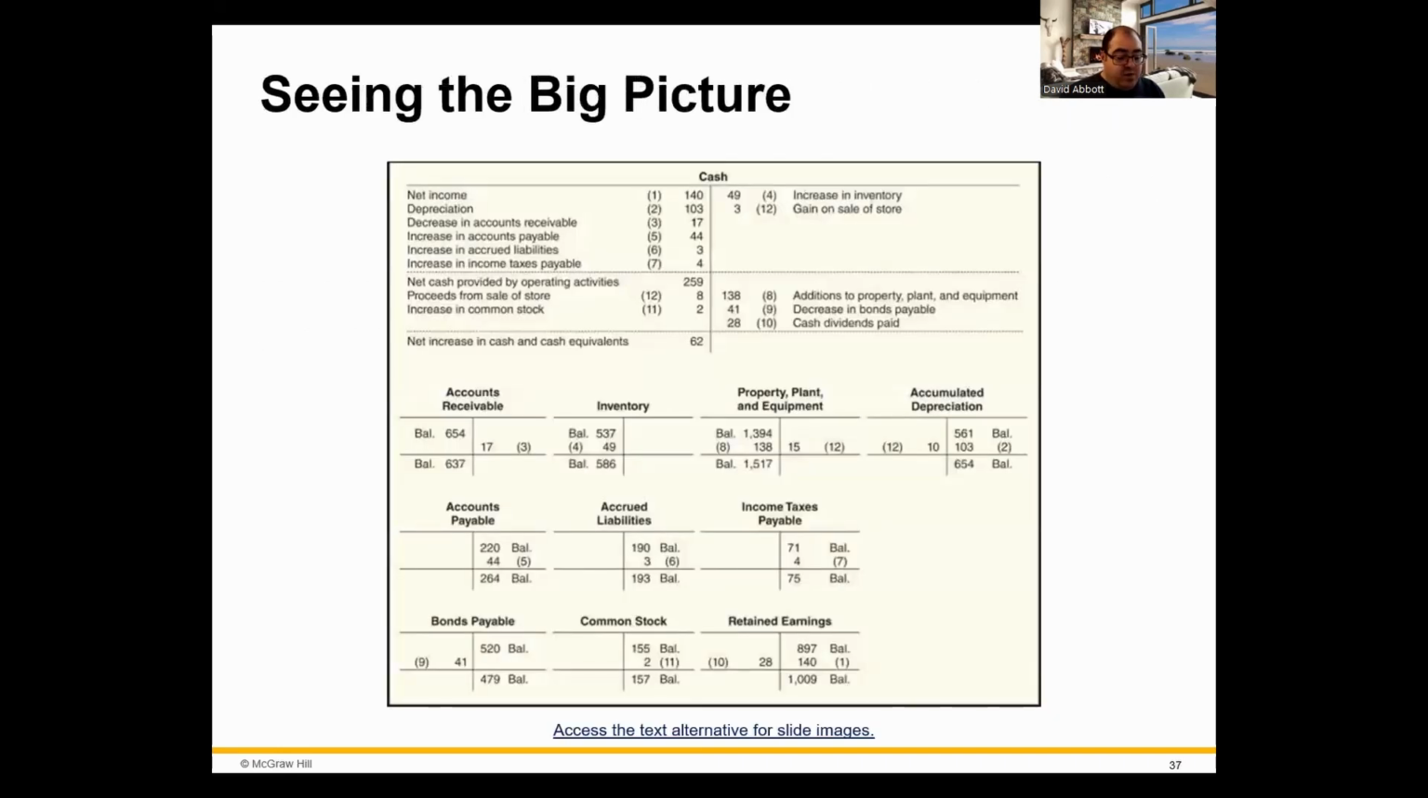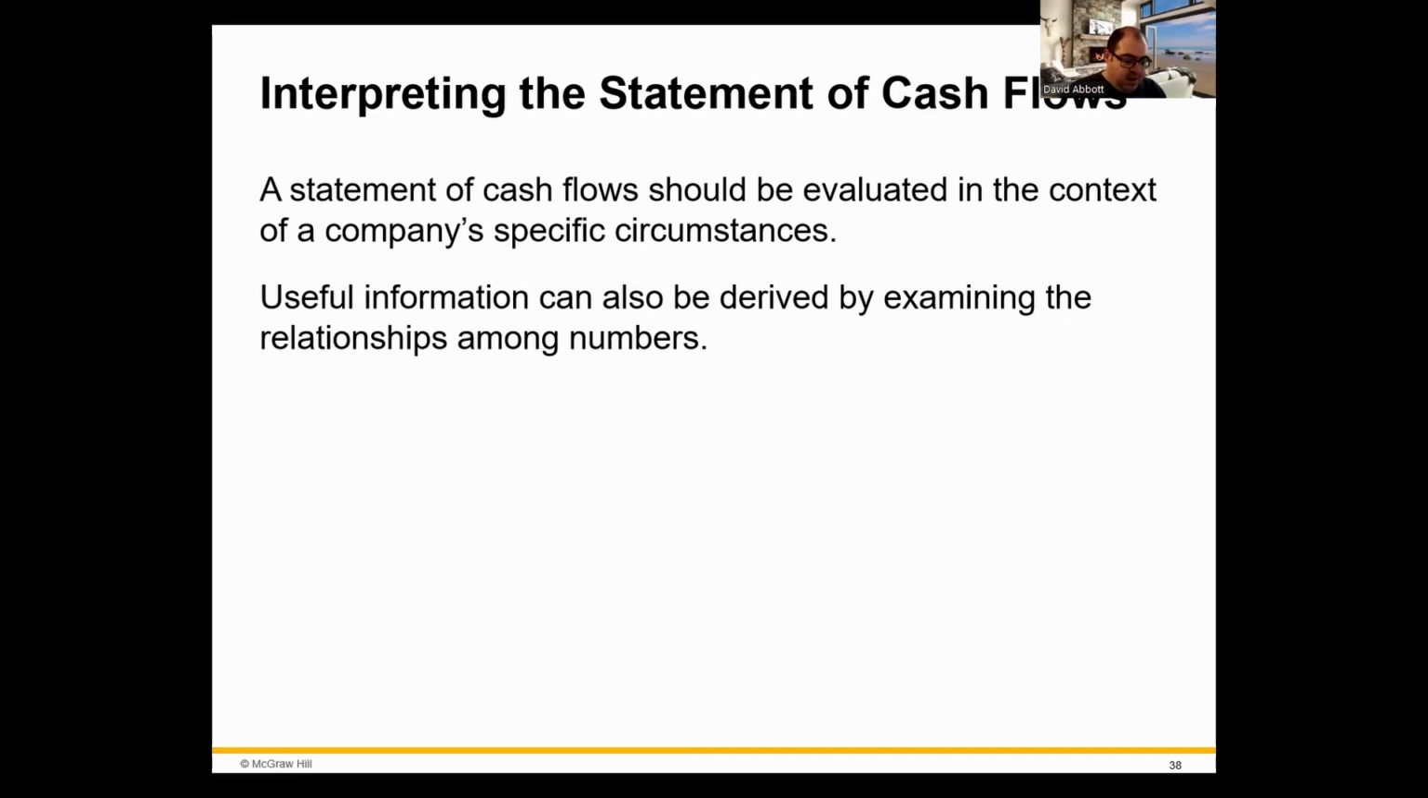And the final entry, 12, records the sale of the store. Notice that the gain on the sale, or 3 million, is recorded in the credit side of the cash account, so that the entire amount of the cash proceeds from the sale, or 8 million, can be recorded as investing activity.